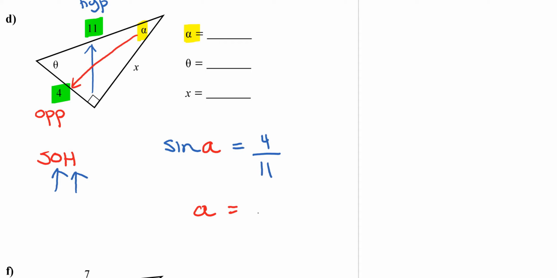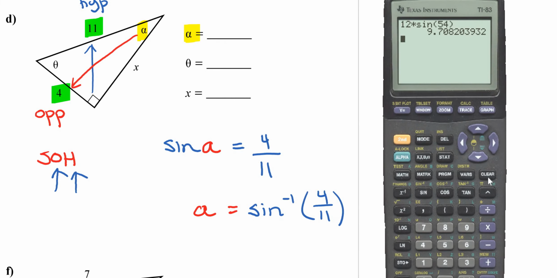So that's going to look like this. It's going to be sine inverse of 4 over 11. So essentially you're going to your calculator to do this, and anytime you're looking for the angle, you're always using the inverse function of that angle. Okay, so how do I input this into my calculator here? Since I'm looking for the angle, I need the inverse function.